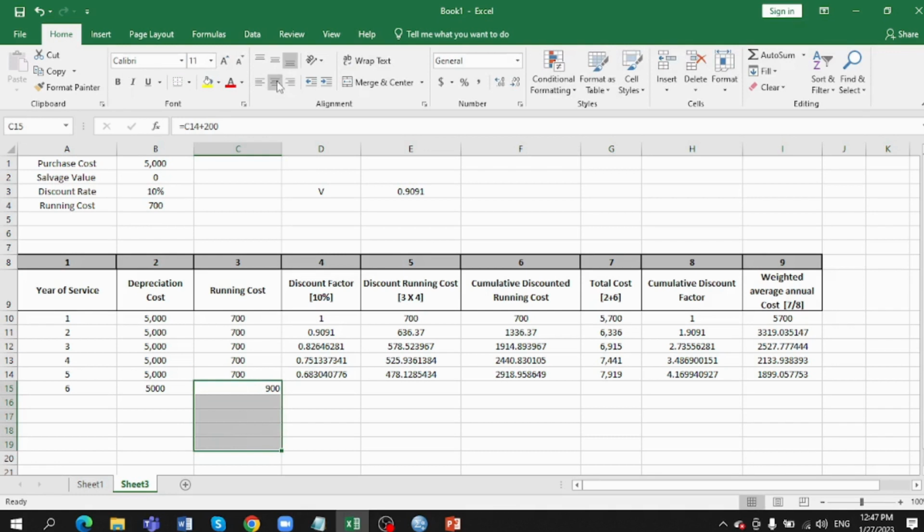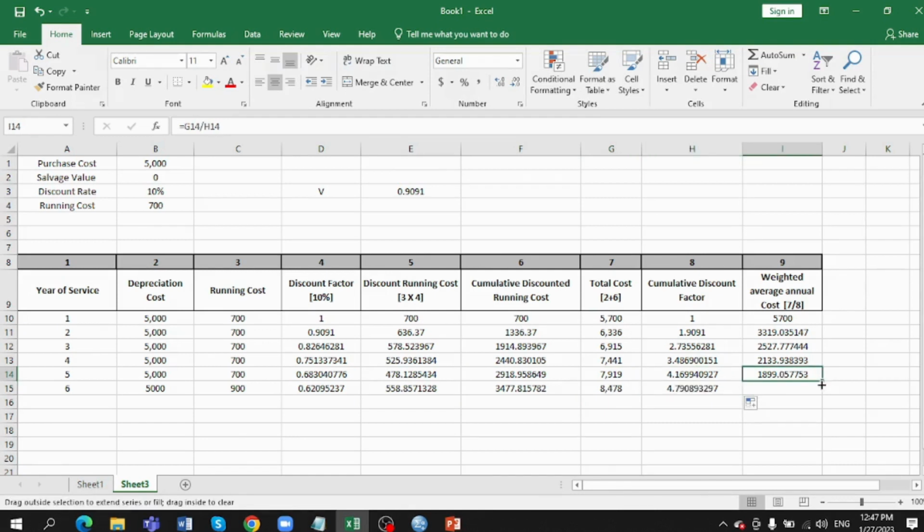Okay, so let's continue. Now for our discount factor, again, let's just drag this one down so that it would be easier for us. Then same with this one, and let's do that with the rest of the columns. Now as you can see, in the 5th column we have 1,899. Moving to the 6th year, our weighted average annual cost is 1,769. As you can see, it is decreasing.